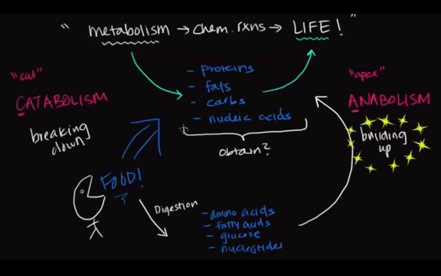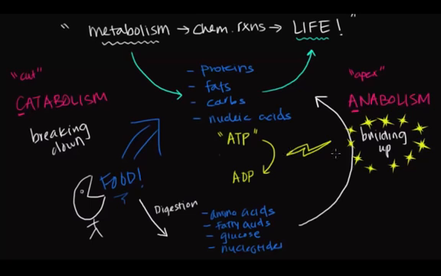So first, recall that the energy currency of the cell, and I'm going to go ahead and erase this just to give us some more space, the energy currency of our bodies is a molecule called ATP, or adenosine triphosphate. And this high energy molecule, as it's often referred to, when it is broken down into ADP, so it loses a phosphate group, it releases usable chemical energy that can fuel energy requiring processes in our body, such as the building up process of anabolism.